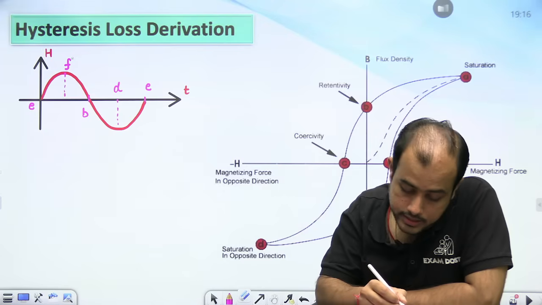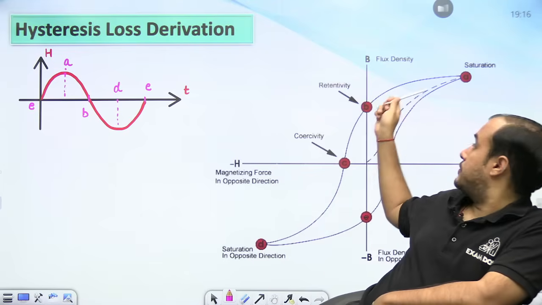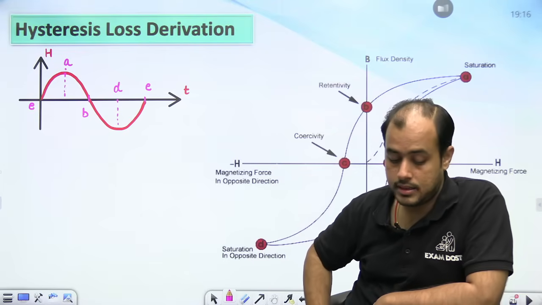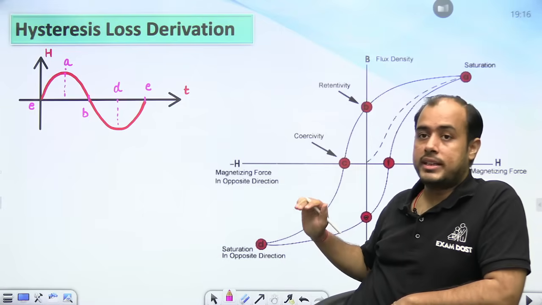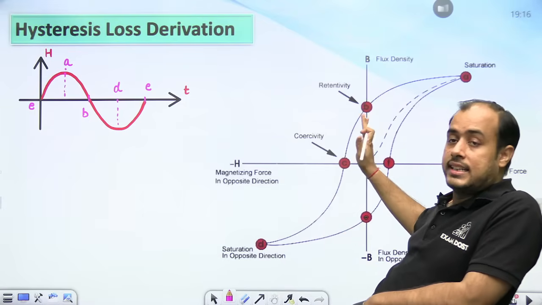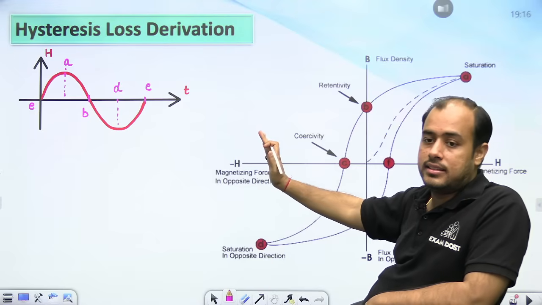ये F नहीं है, ये A है. This is A. Saturation where H is maximum, that is A. Okay. So these are the points. So beta, 1/2 cycle means going from E to B. That is when H is on the right. Second half cycle means the left side.